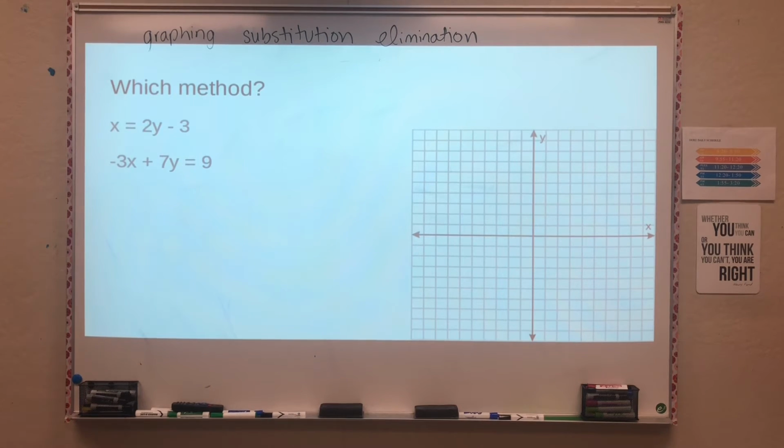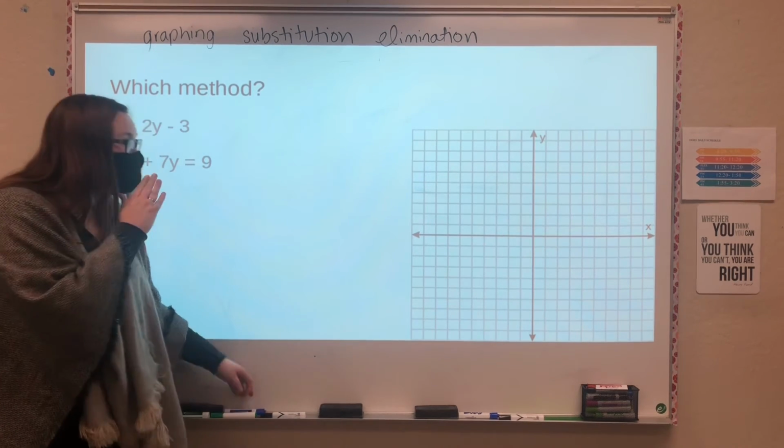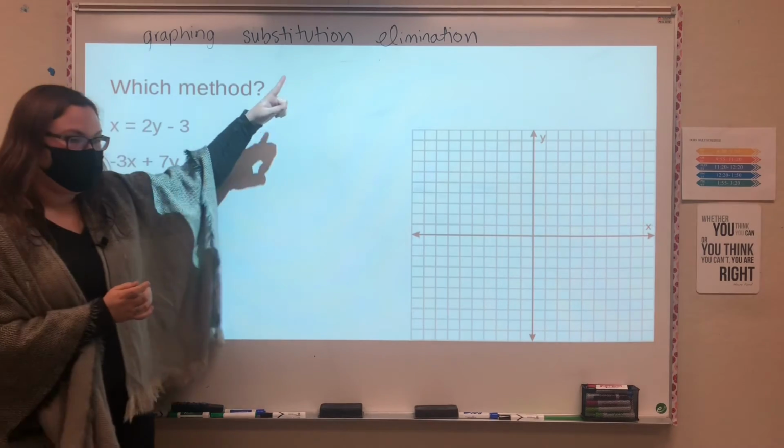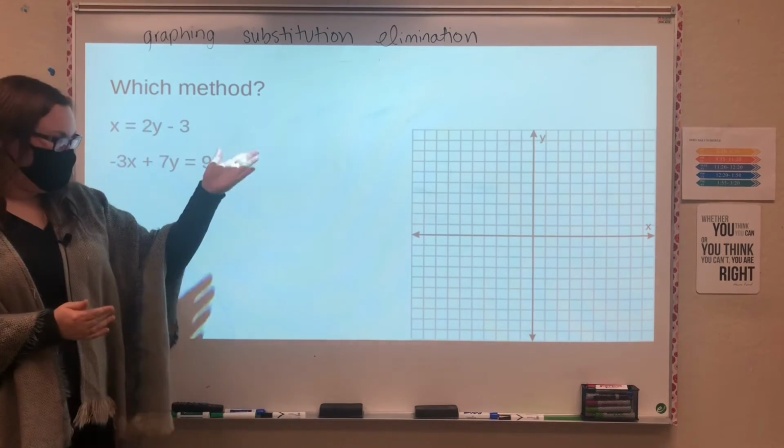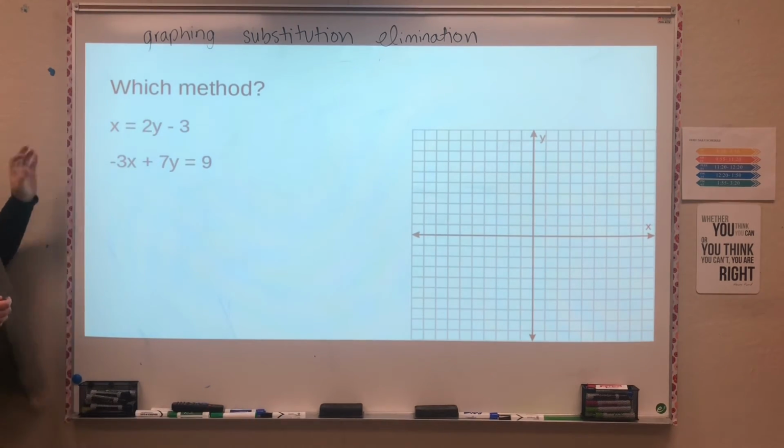Let's try this one. So again, we said at the beginning of this, there's 3 options. You could use all 3 options. Looking at the system, which one do you think is the best one to use?